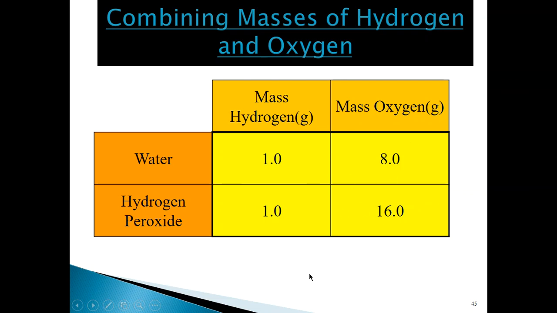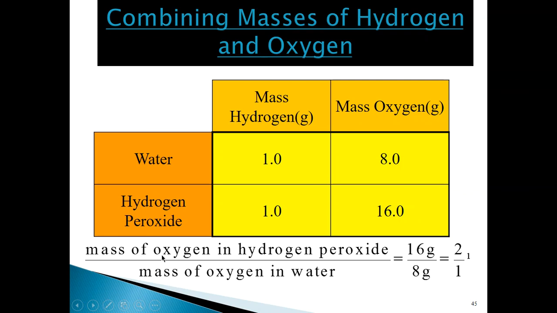We can see clearly that when the mass of the hydrogen is fixed, the mass of the oxygen between the two compounds would be in a 2-to-1 ratio. The mass of oxygen in hydrogen peroxide to the mass of oxygen in water would be a 2-to-1 ratio. That ratio would be maintained between those two compounds. That's basically a demonstration of this particular law.